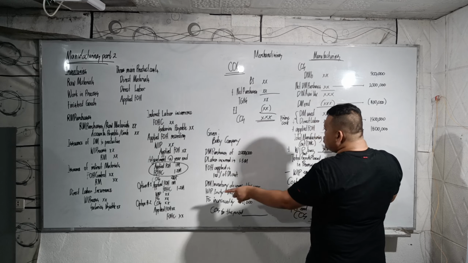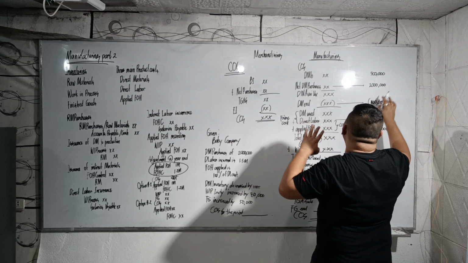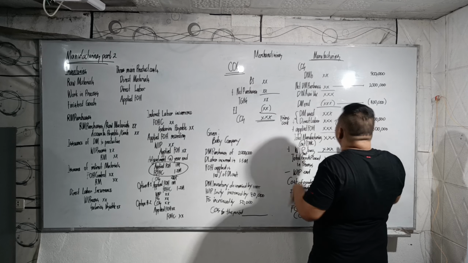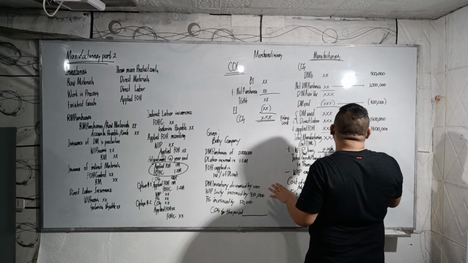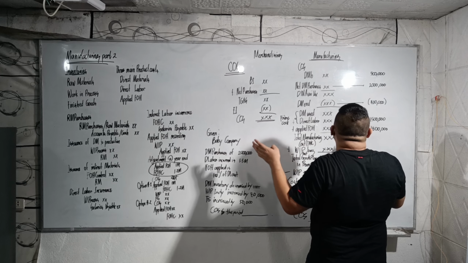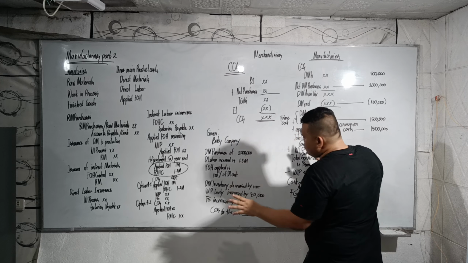So did you follow the condition? Yes. From 500, it decreased to 400. Now you can already compute. Sir, what if we use other amounts, like not 500,000? Do we have the same answer?